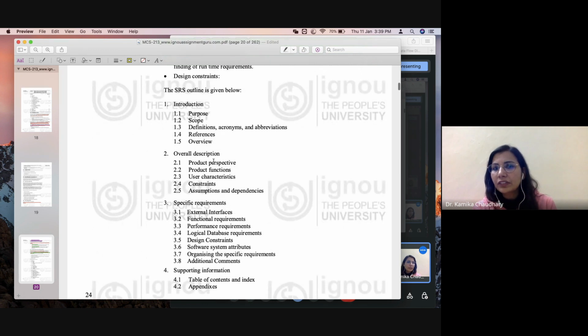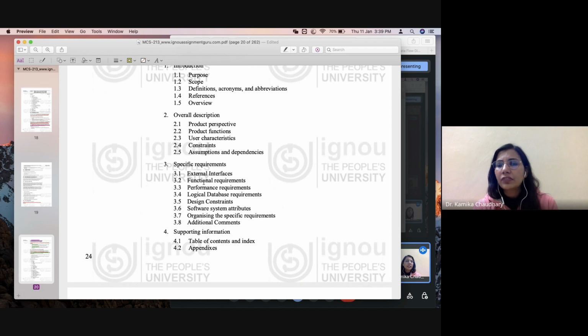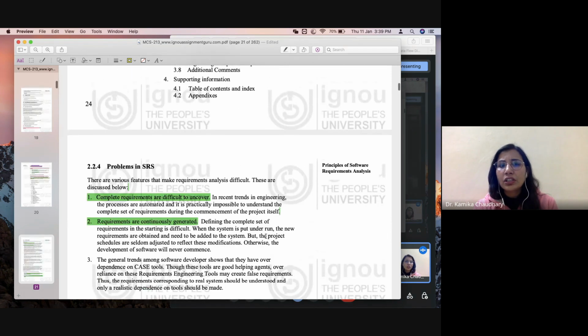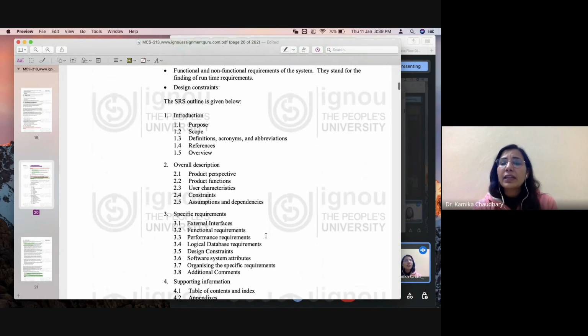The second chapter of the SRS document will be the overall description. The specifications according to the product perspective, then the product functions, then the user characteristics, then the constraints, assumptions, dependencies, external interfaces, functional requirements, performance requirements, logical database, and so on. These are the number of points present in your SRS. These are not few points.